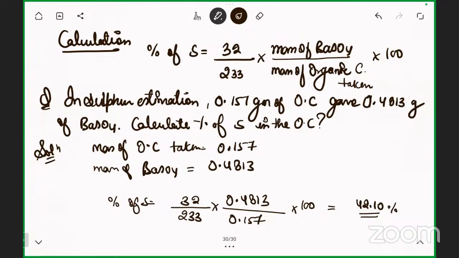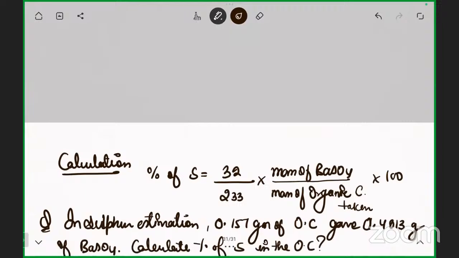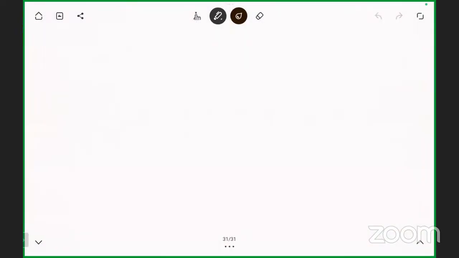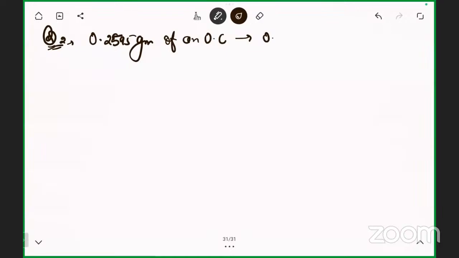Okay, let's discuss one more question and then we'll move to the estimation of phosphorus. Question number 2: 0.2595 gram of an organic compound is taken and it forms 0.25 gram of BaSO4. Calculate the percentage of sulfur.